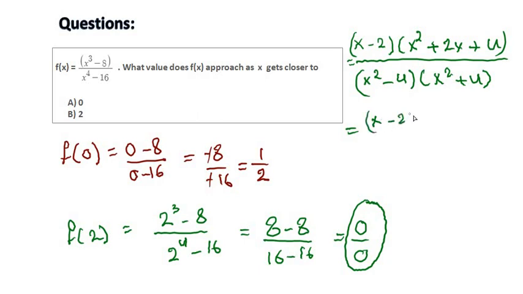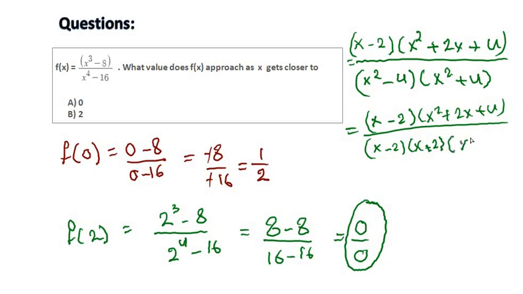This is x minus 2 times x squared plus 2x plus 4, divided by x minus 2 times x plus 2 times x squared plus 4. These two are cancelled. This is what causes the 0 over 0.